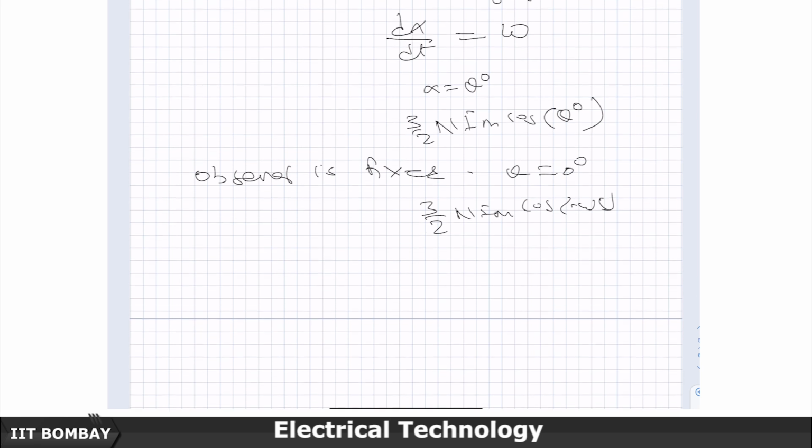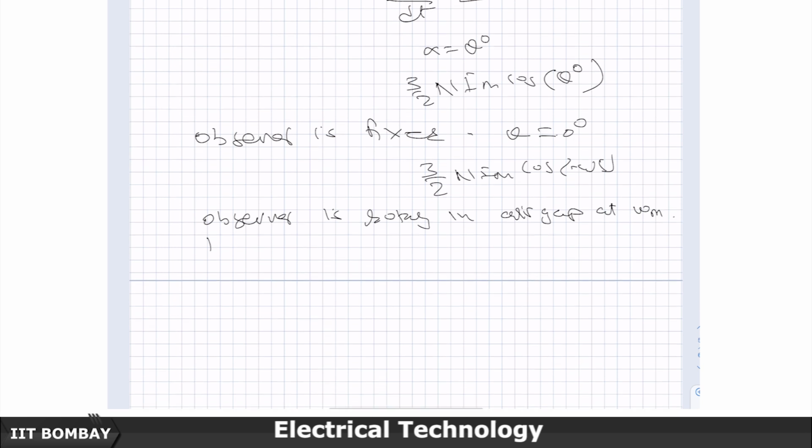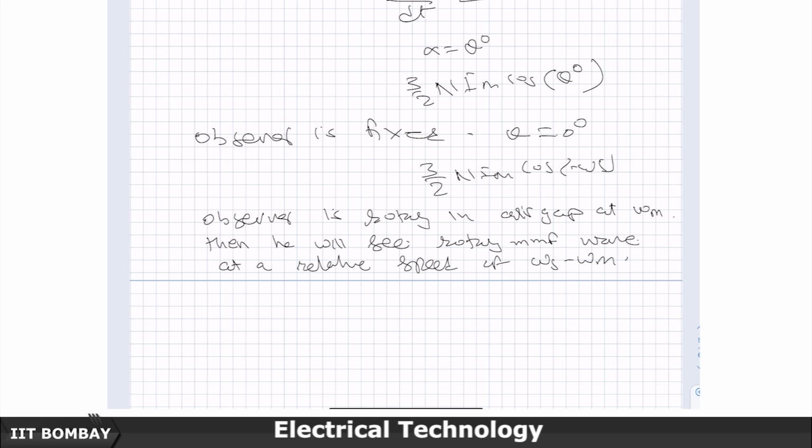If the observer is rotating, let us say in the air gap at speed omega m, then he or she will see a rotating MMF wave, or a magnet, if you just want to physically think of it as a magnet, at a relative speed of omega s minus omega m.